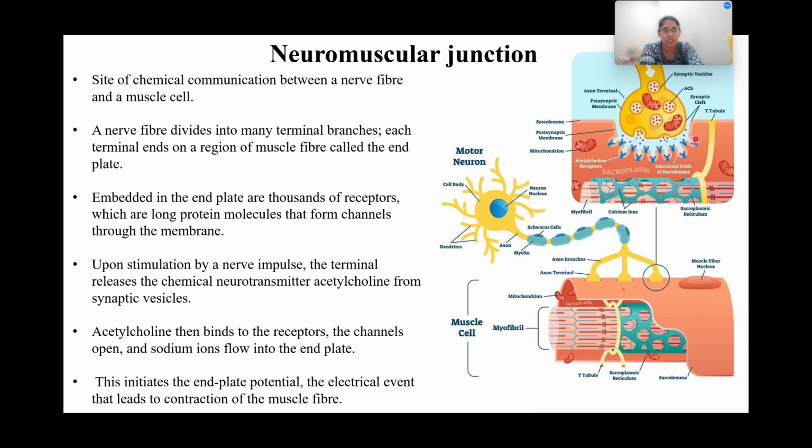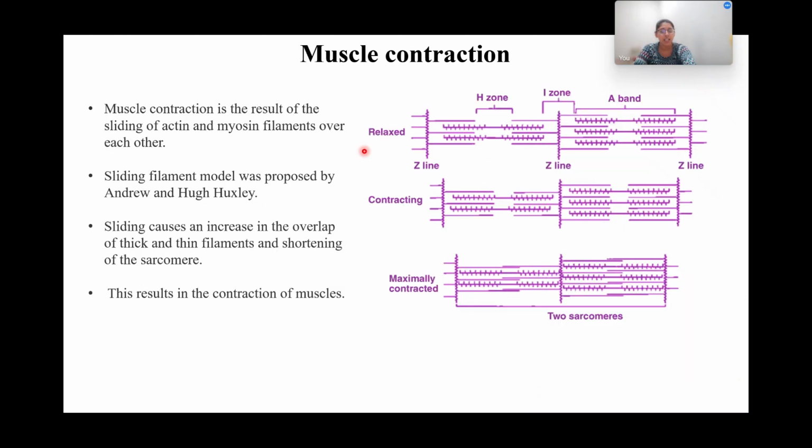So now we will see how muscle contraction actually takes place. So here, in the relaxed state is what we have so far been studying. You have the Z line, H zone, I zone, and the A band. Muscle contraction takes place by sliding of filaments, which was proposed by Andrew and Hugh Huxley. The sliding is basically an increase in the overlap of thick and thin filaments. So this overlapping region right here gets increased.